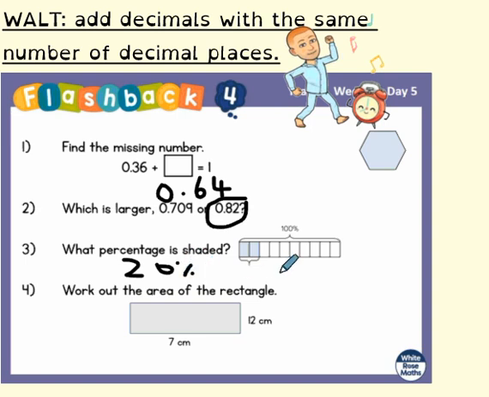Question number 4. Work out the area of the rectangle. If I'm working out the area of a shape, or a rectangle particularly, it's length times width. Because I've got my 2 labels here, 12 and 7, I merely times them both together. 12 times 7 is 84. Because I'm doing area and my 2 sides are labeled centimetres, my units of measure for this answer would be centimetre squared. Like so. The shape here shown on the right hand side is a hexagon.